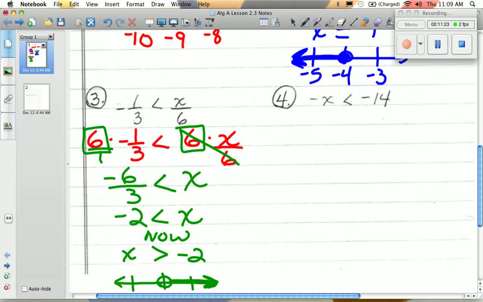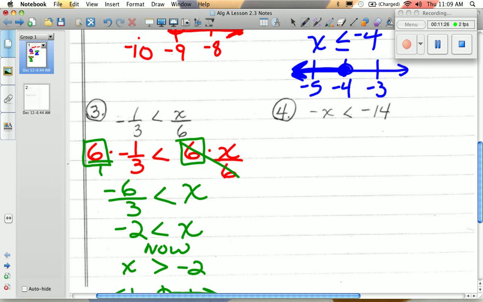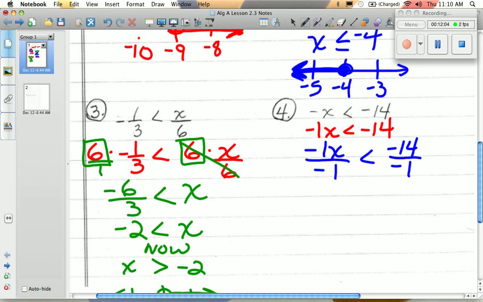Okay, then let's look at what our fourth one is here. Negative x is less than negative 14. What's that negative sign in front of x mean? Negative 1. x is really being multiplied by a negative 1. So let's rewrite on the next line, putting that negative 1 in there. So negative x means x really is being multiplied by negative 1. So then what does that mean we have to do to get x alone? We have to divide by negative 1. So we're going to have negative 1x divided by negative 1, negative 14 divided by negative 1. Okay, on this side the negative 1's cancel out, and we have x.